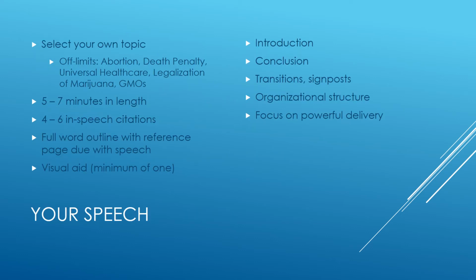So now that we've covered a lot of ground today, let's talk about your actual persuasive speech requirements. The first thing I just want to reiterate is that you are selecting your own topic. And I did end up adding a bullet point with what is off limits. So abortion, death penalty, universal health care, legalization of marijuana, GMOs. Can't remember if I have anything on the sheet, but make sure you check that as well. This speech, just like your others, should be 5 to 7 minutes in length.